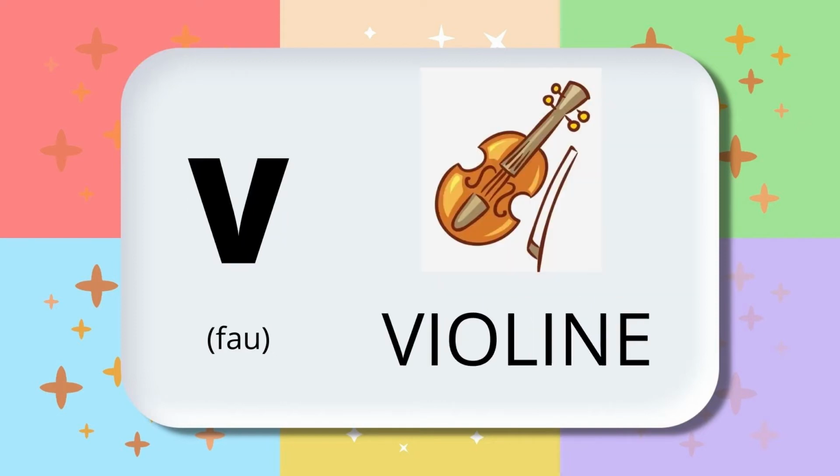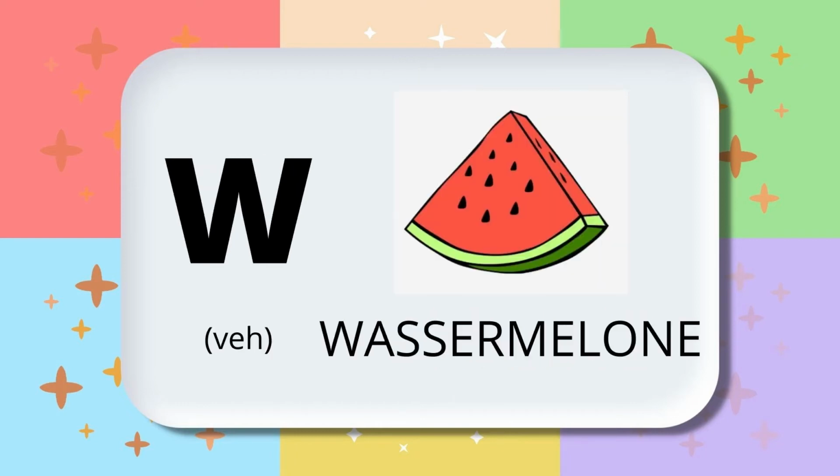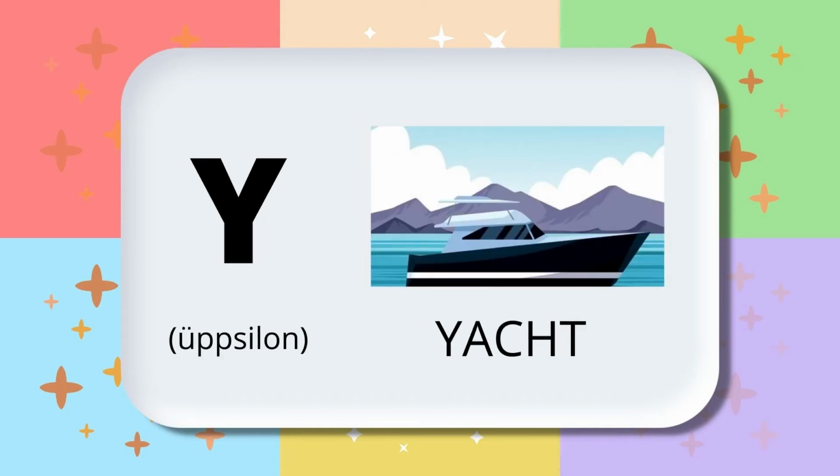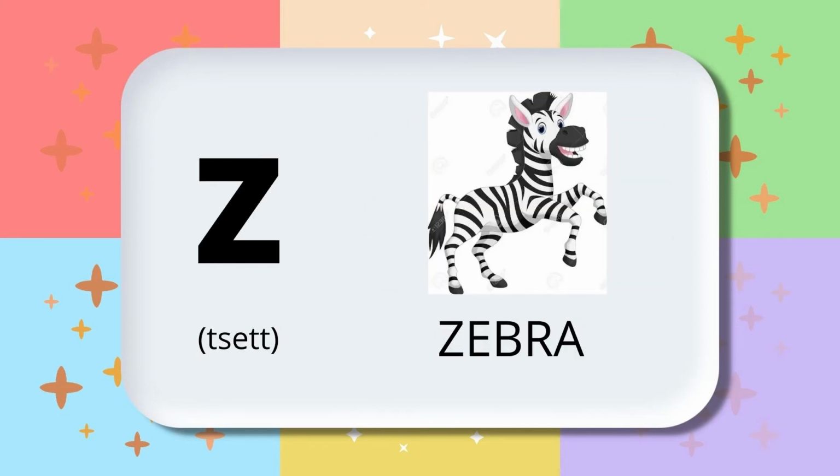V, violine. In most cases, German V has a pronunciation of F. W, Wassermelone. X, xylophone. Ypsilon, yacht. There are only a few words that begin with this letter in German. Zet, zebra. The pronunciation of this letter is more like zed.